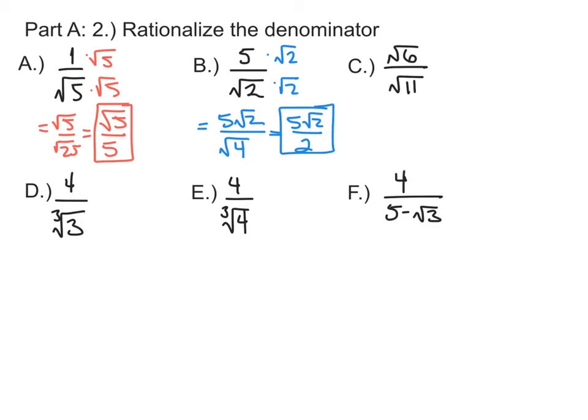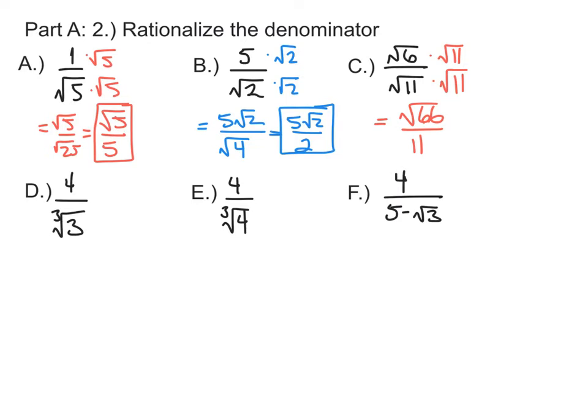In part C, same deal. Multiply numerator and denominator by the square root of 11. That'll leave me with the square root of 66 over the square root of 11 squared, which is going to be 11.